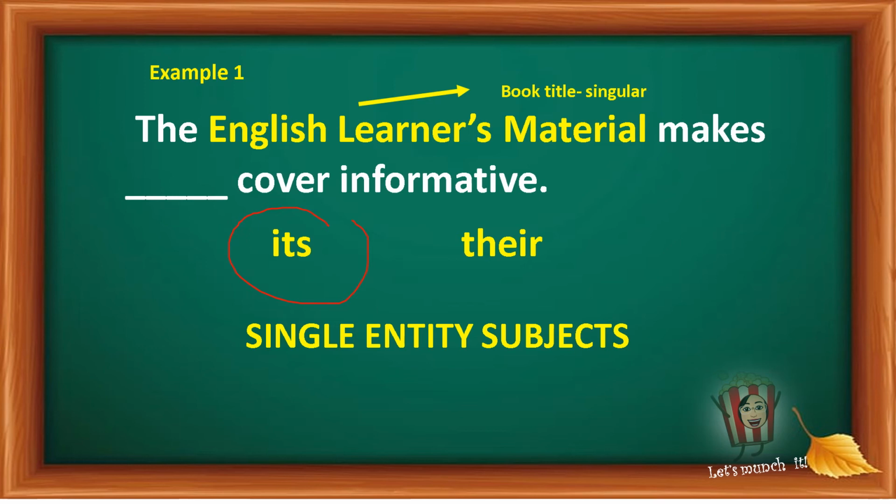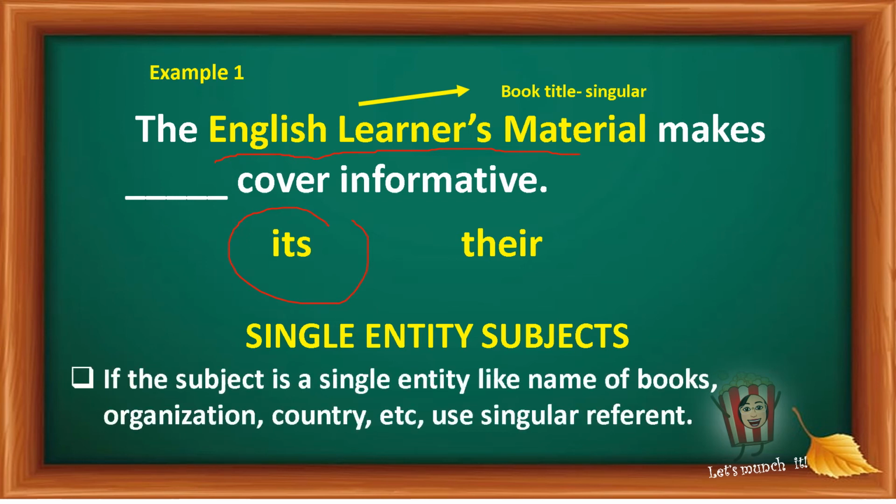So in this particular sentence, we made use of the subject, which is English learner's material. This is a book title, therefore it is singular. So we made use of the pronoun its. What's the tip? We have to use the singular referent if the subject is a single entity like name of books, organization, country, and others.